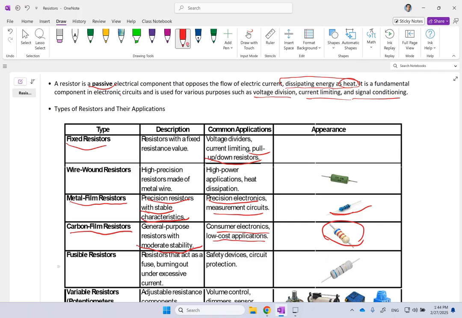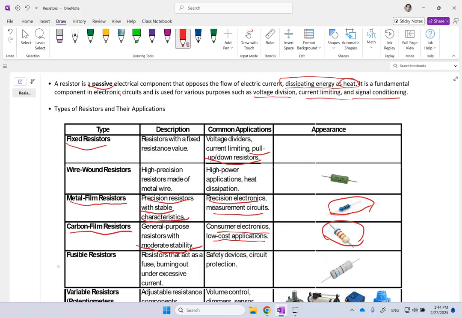Okay, so their appearance is the same. They all have these color bands, but again, you see that they are mostly made of metal films as opposed to carbon films, and they are more accurate. Their deviations from the nominal value is much less.